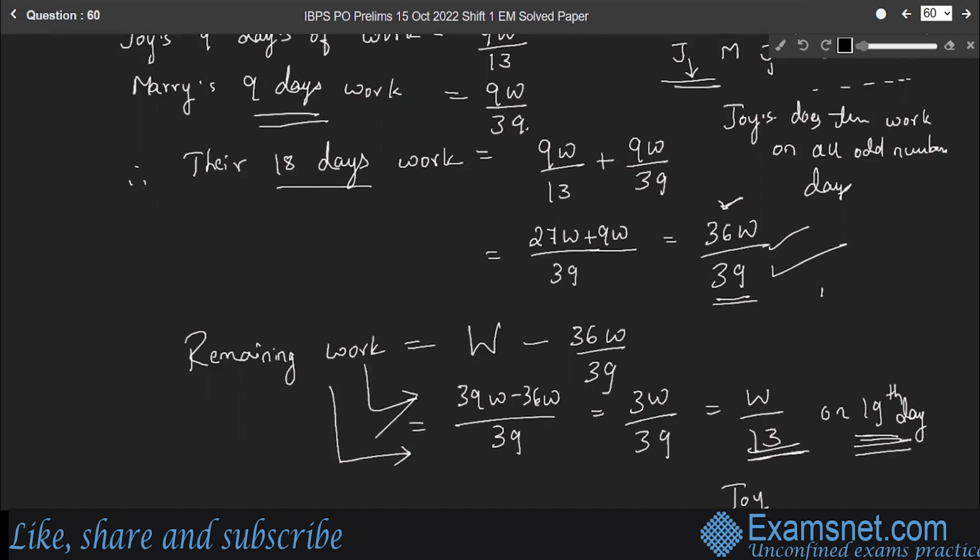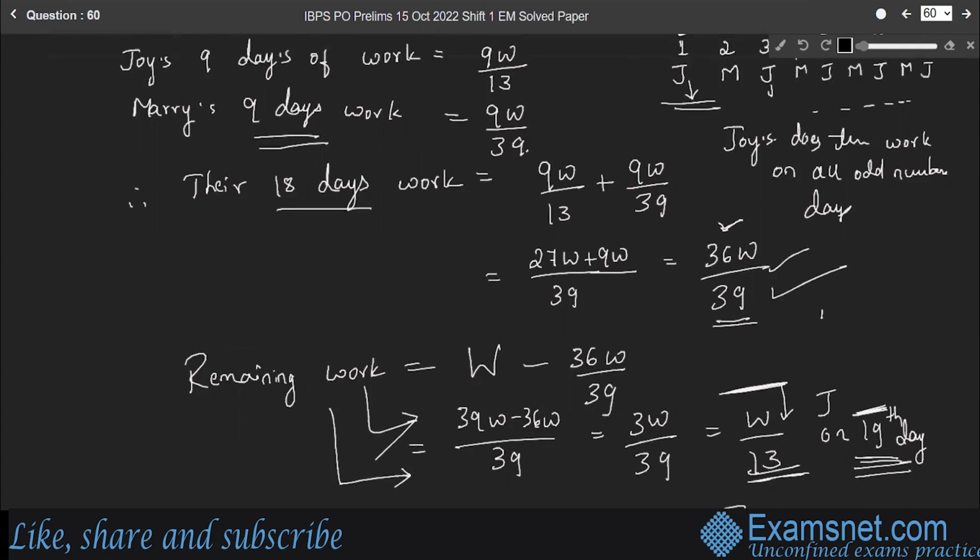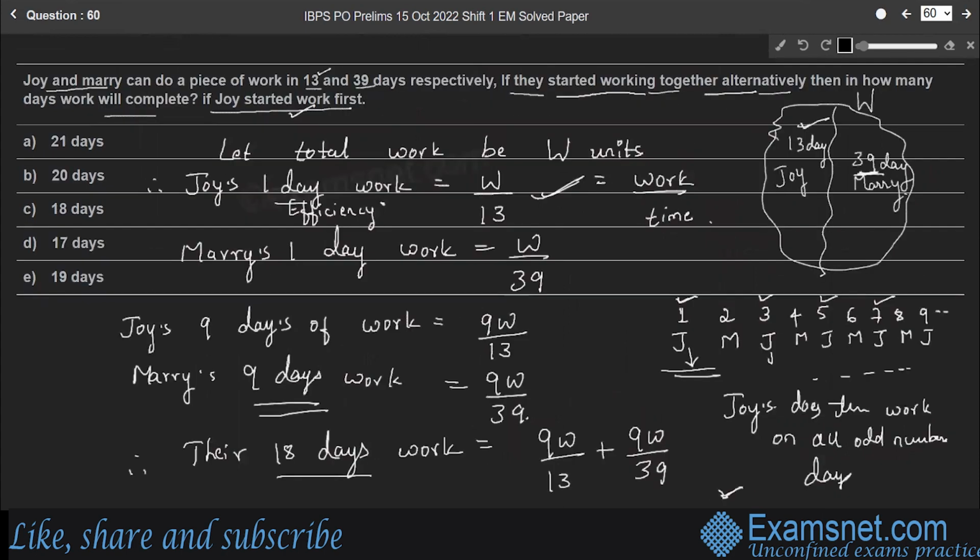Based on the remaining work, Joy does the remaining work because it is on the 19th day, an odd number day. So the complete work has been done by Joy. Therefore, they take together 19 days to complete the work. So here the answer is option E, 19 days.